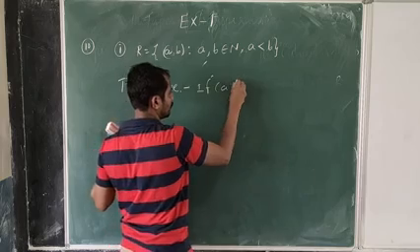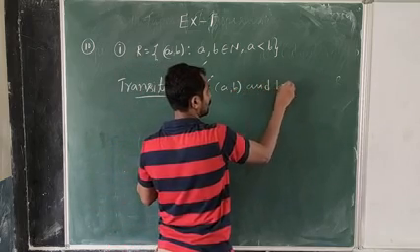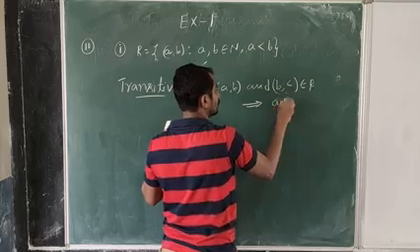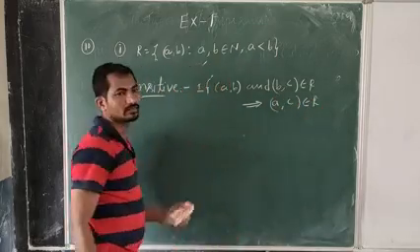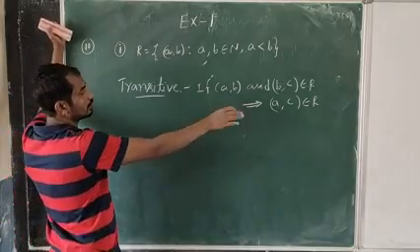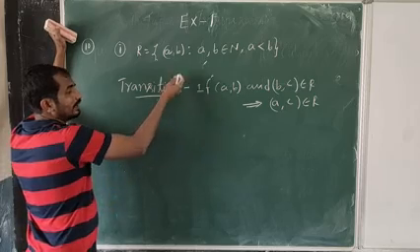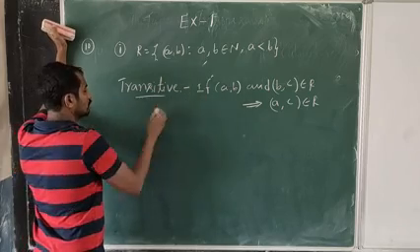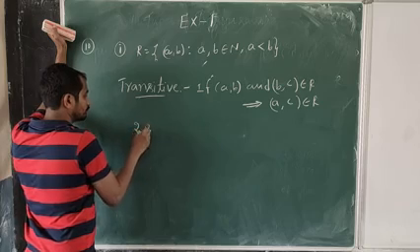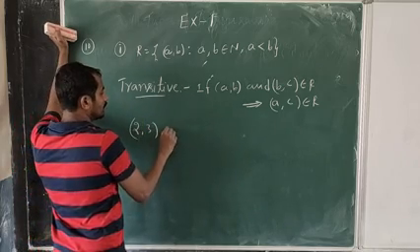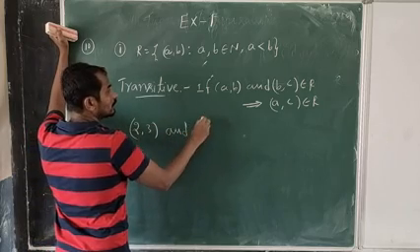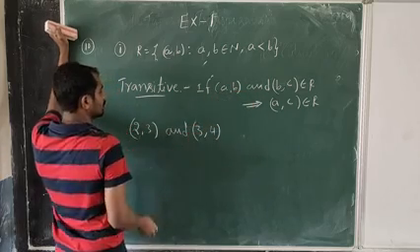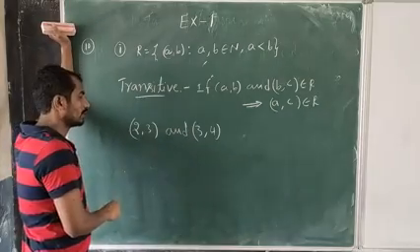If A comma B and B comma C belong to R, then we have to show that A comma C belongs to R. You can take a counter example, or you can also explain it directly. Suppose you take two ordered pairs, here I am taking 2 comma 3, and the second one we have to take 3 comma 4. So these are A comma B and B comma C, and we will check them.